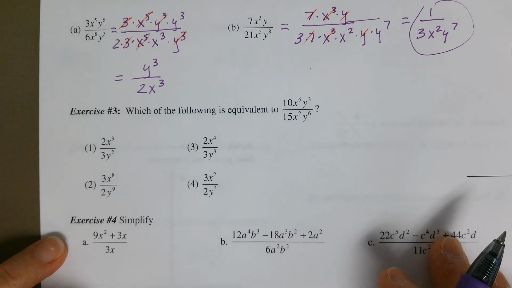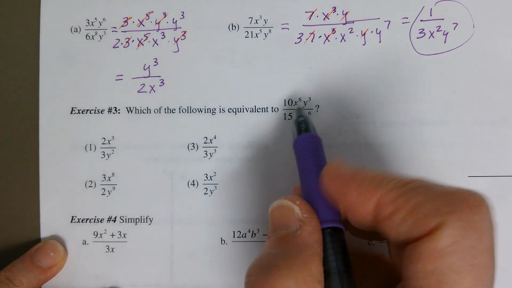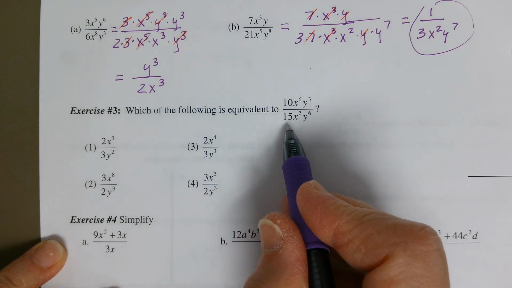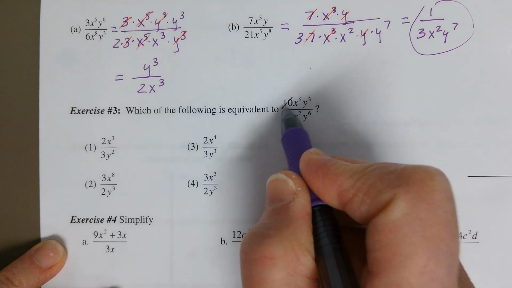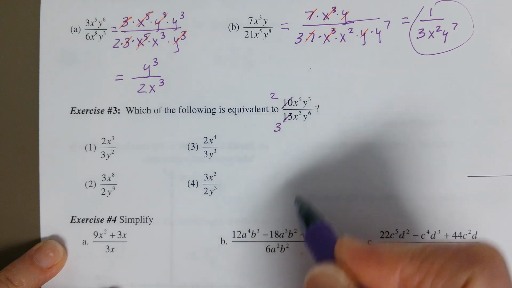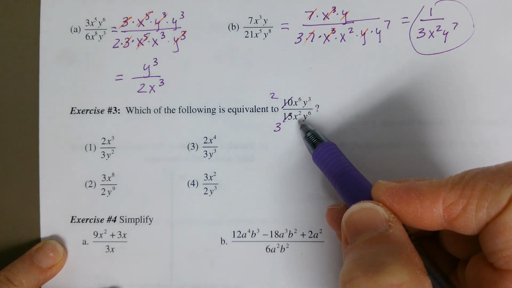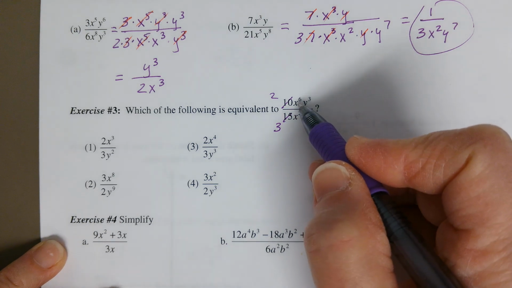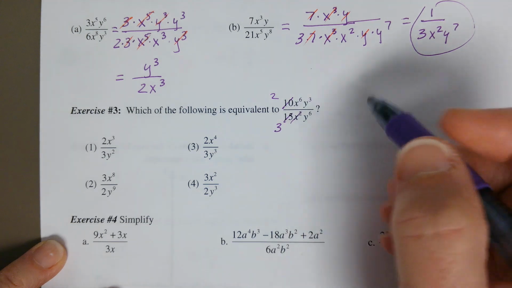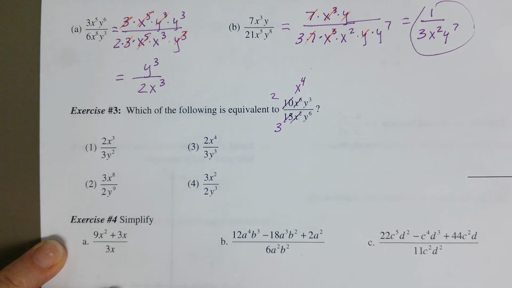Now for number 3, instead of doing the long process, let's try this. The 10 and the 5, go with those coefficients first. 10 and 5 both have 5 in common. Dividing each by 5, we get 2 and 3. X to the 6th is x to the 2nd times x to the 4th. So x to the 2nd divides out with an x to the 2nd in the numerator, leaving us with an x to the 4th.